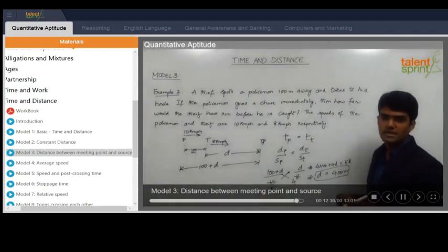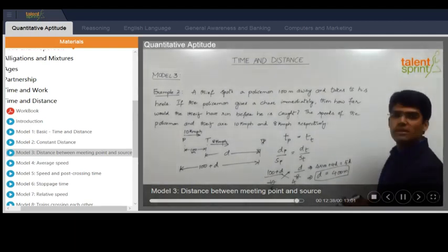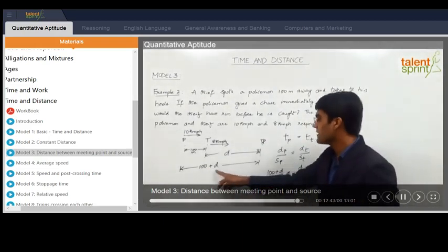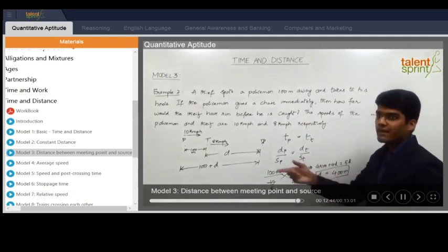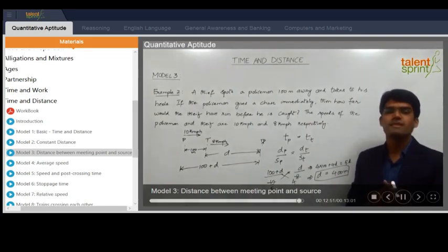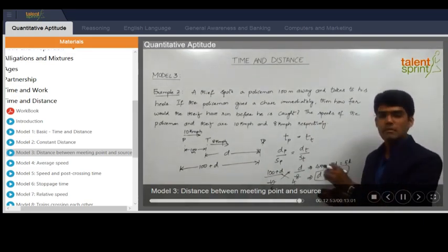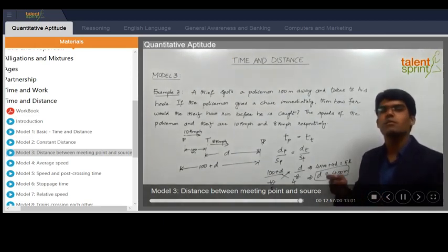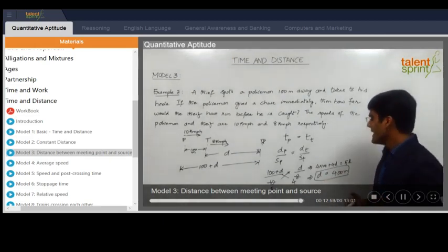Suppose if the question says how much distance is covered by the policeman before he catches the thief, then our answer should be 100 plus d. That is nothing but 100 plus 400, 500 meters. So friends, remember that to solve these type of questions where two bodies started at the same time and they meet at a particular point, we can simply equate the time taken by each of the bodies to reach the meeting point and get the desired answer.